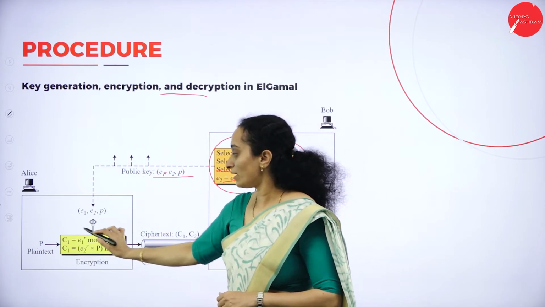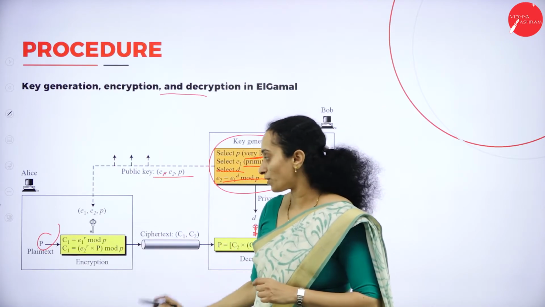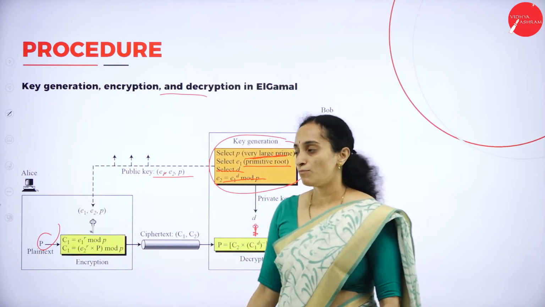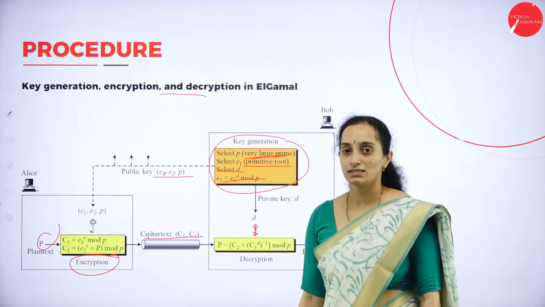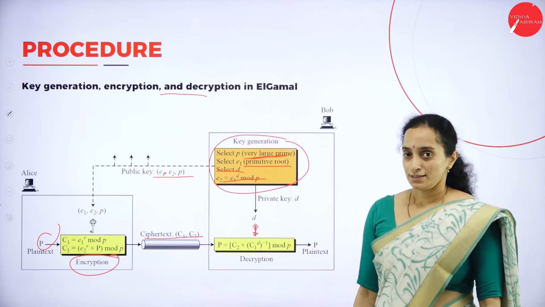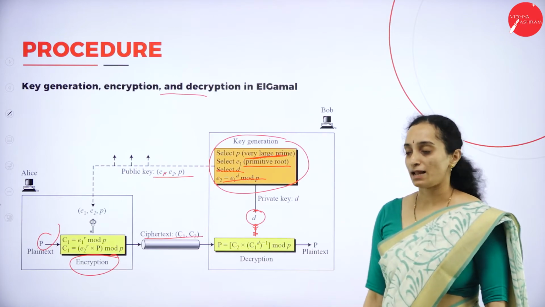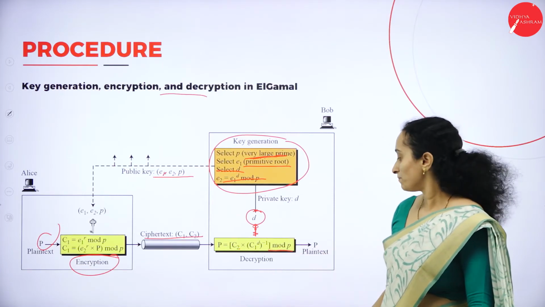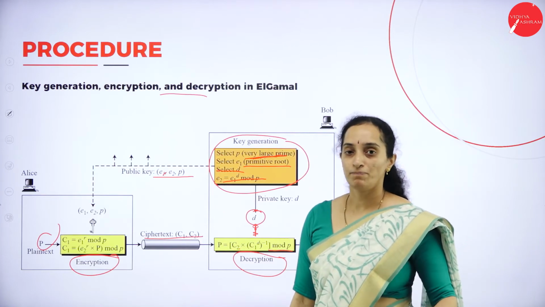Now it is applied to the plain text. We use C1 equals E1 to the power of R mod P, and C2 equals E2 to the power of R times P mod P, which gives the encryption. Now we have the ciphertexts C1 and C2. Two ciphertexts are generated. The receiver uses the private key D. The plain text P can be generated by using C2 times C1 to the power of D inverse mod P. Using this expression, decryption can be done and the plain text generated.